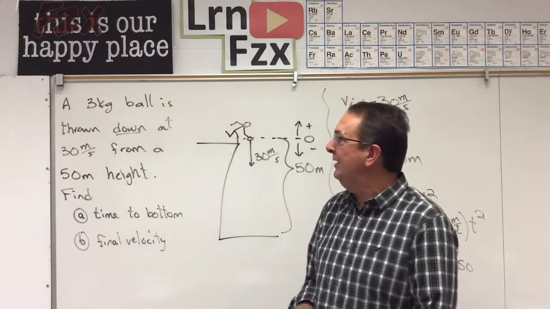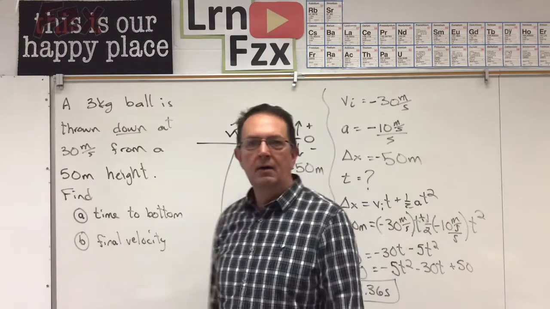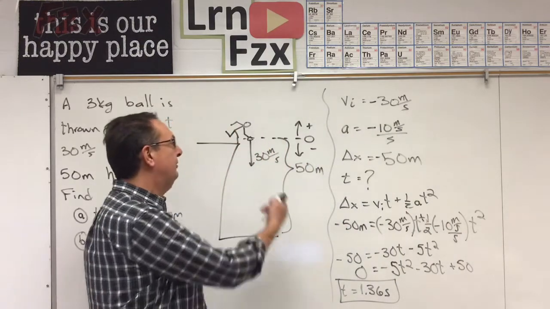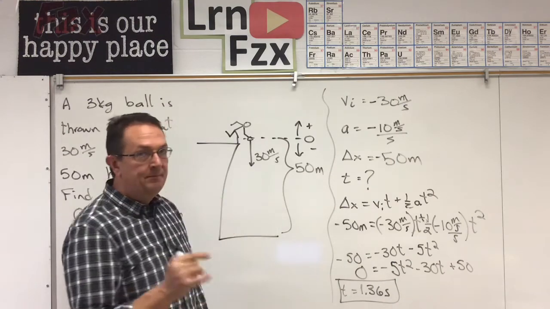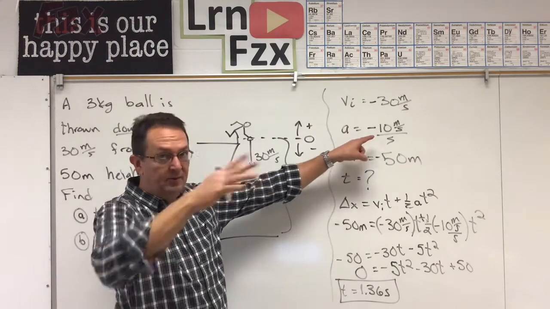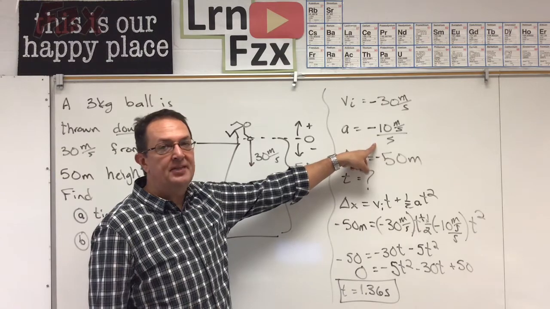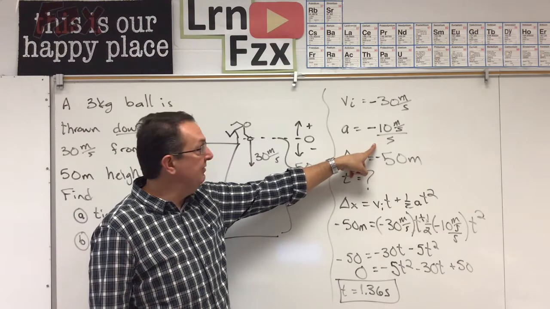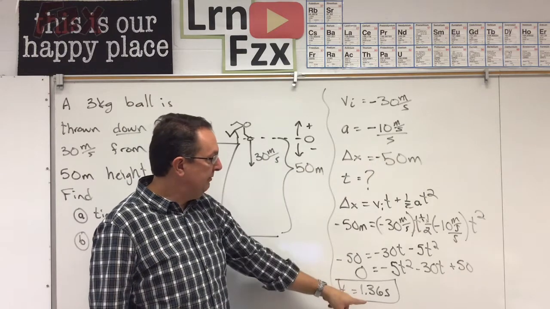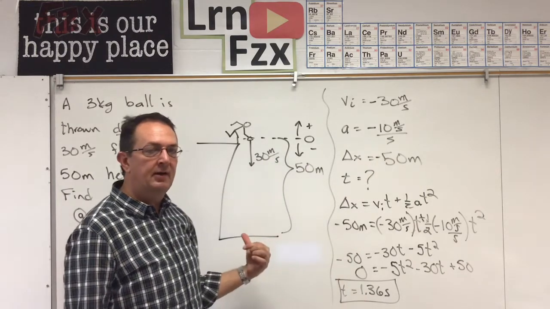You could use your brain, and you could just think about it because, well, this thing's traveling 30 meters per second at the beginning, and it's accelerating, speeding up. It's on the way down, right? Speeding up at 10 meters per second every second. It's about 22 miles an hour every second. It's a pretty good acceleration. And then it travels for 1.36 seconds before it hits the ground.